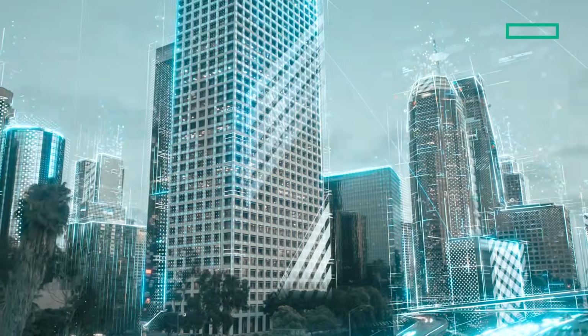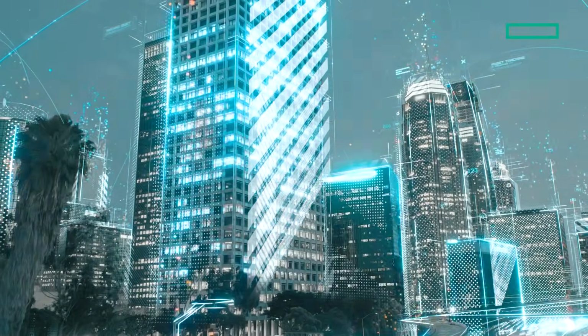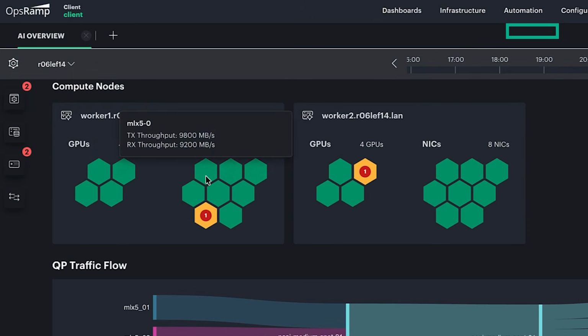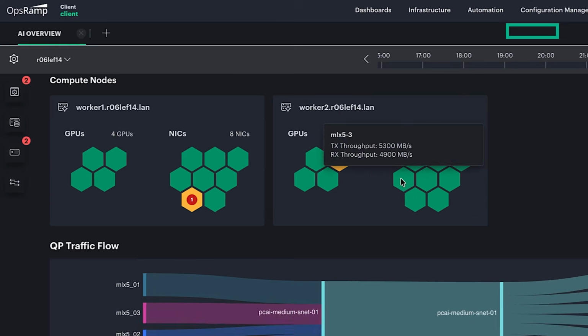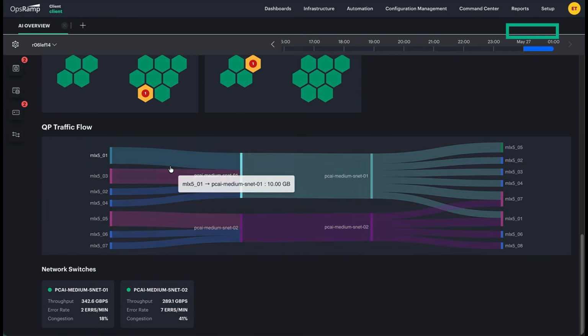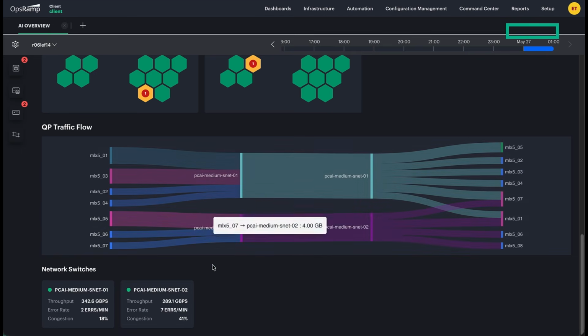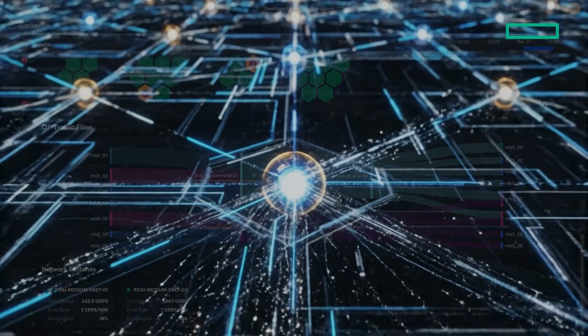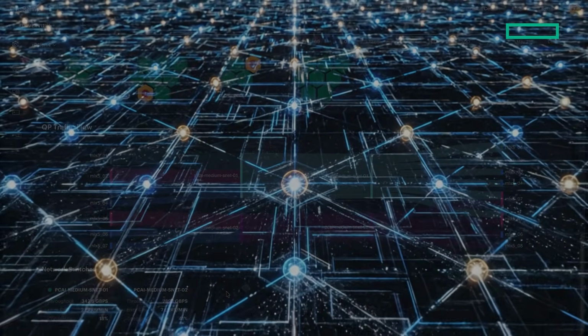OpsRamp correlates model behavior directly to the infrastructure supporting it, connecting AI workloads to GPUs, servers, storage systems, and network resources in real time. That visibility extends to the network fabric itself. Teams can observe communication patterns between distributed AI resources, helping identify bottlenecks and performance constraints that would otherwise remain hidden.